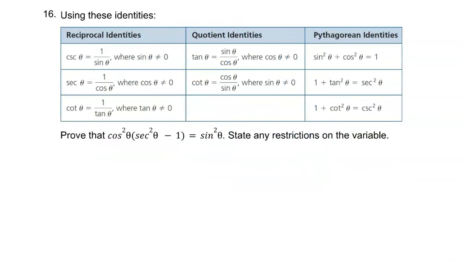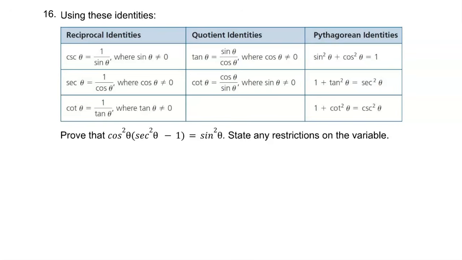This question says, using these identities, the 8 in front of us, we are to prove that cos squared theta times secant squared theta minus 1 is equal to sine squared theta. Now the key here is that if we're trying to prove any of the 8 identities at the top, we want to use x, y, and r to prove those. But for anything beyond those 8 identities, we can use those 8 identities as building blocks to prove them.